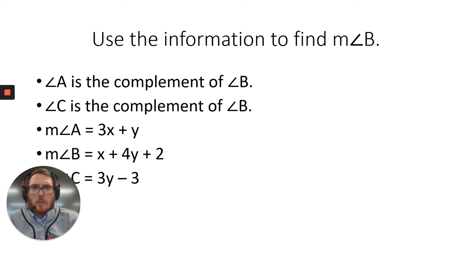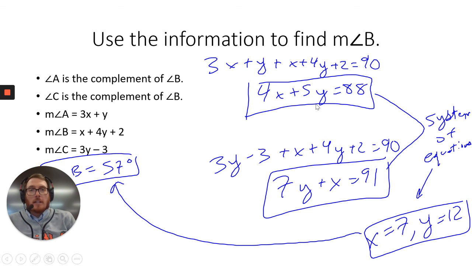Okay, for this question, what should have happened is you should have had a system of equations, because A and B are complements, so you add them together to equal 90, and similarly with B and C. So you should end up with two equations, 4x plus 5y equals 88, and 7y plus x equals 91. From those two, either do elimination or substitution. This one, substitution isn't too bad because you could solve for x pretty easily right here and substitute that in for the x in the first one. Either way, you should get x equals 7 and y equals 12.